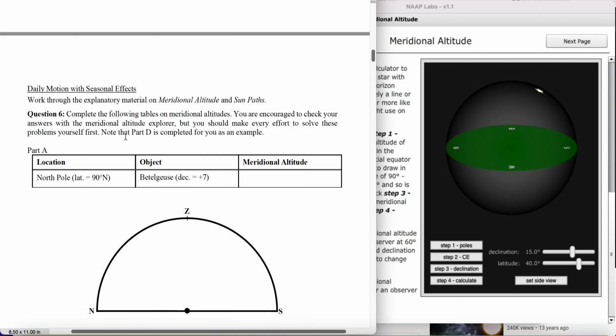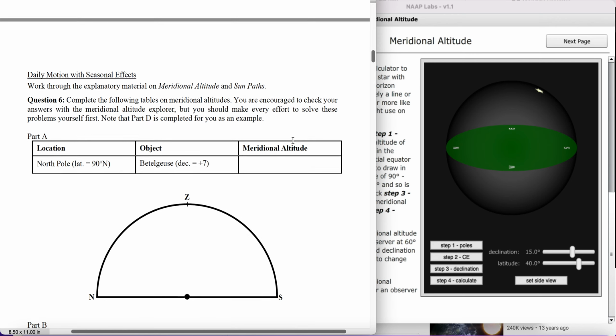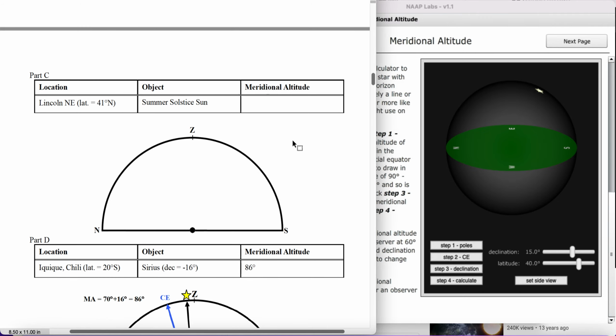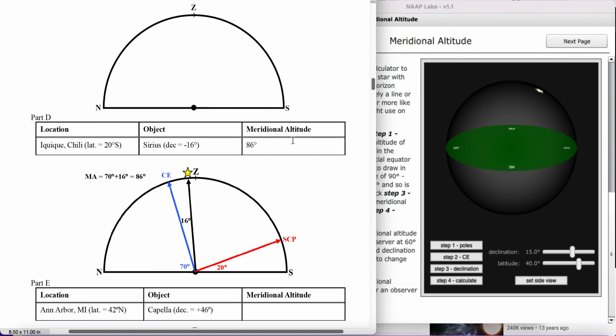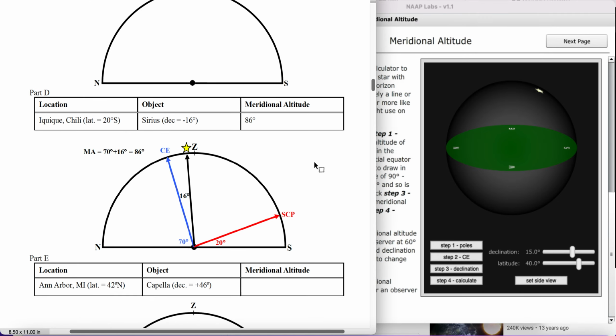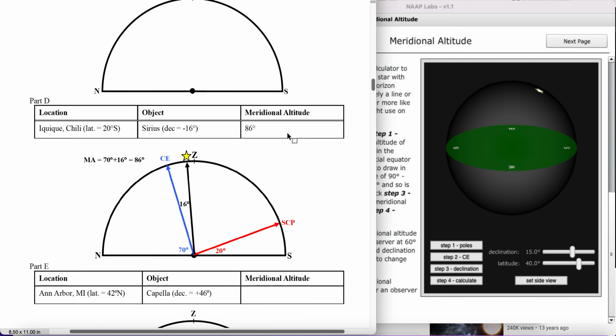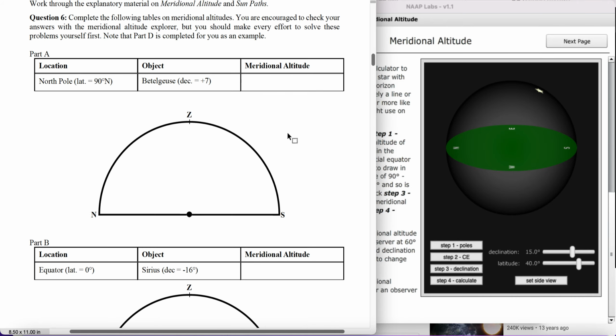All right. Now it says here that note that part D is completed for you. And so if you scroll down here, and this I included from the original version of the student handout. I'm not sure why it wasn't part A, but for whatever reason, it's part D. And you can see this one's already filled in, so you don't have to complete this one, okay? But let's take a look then.